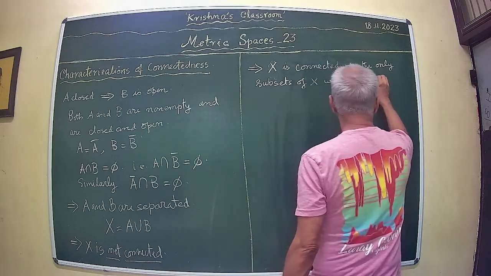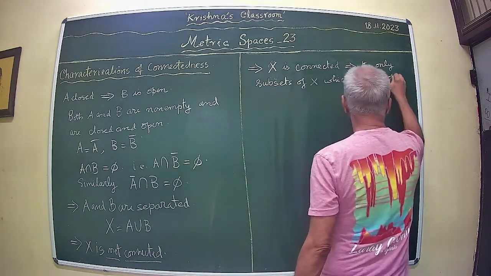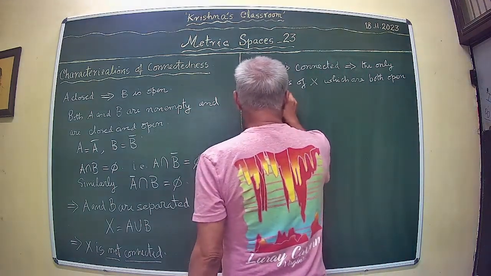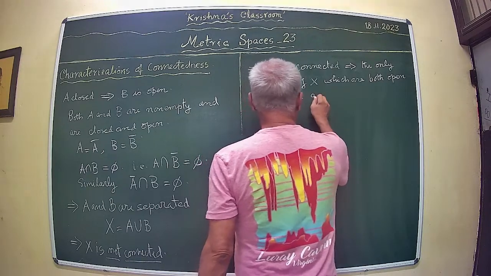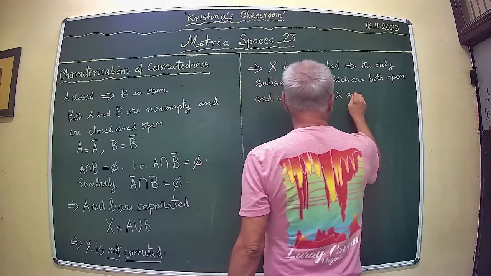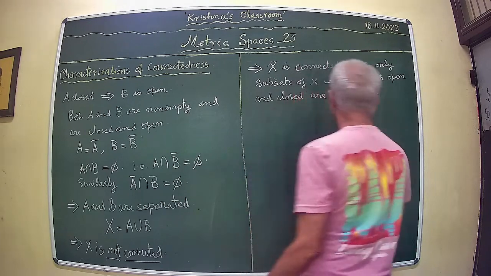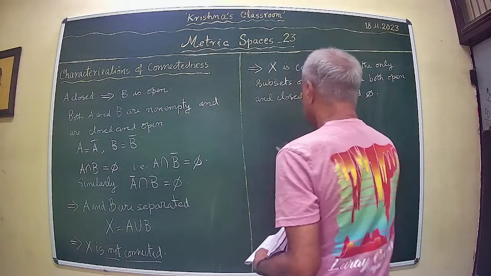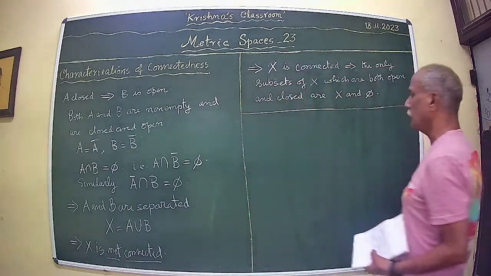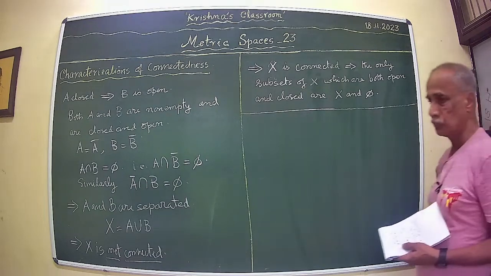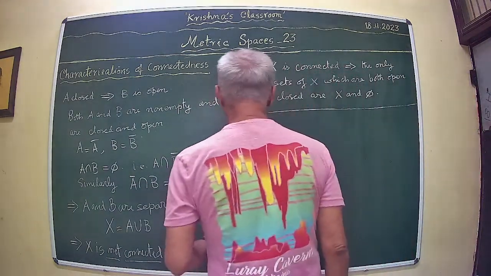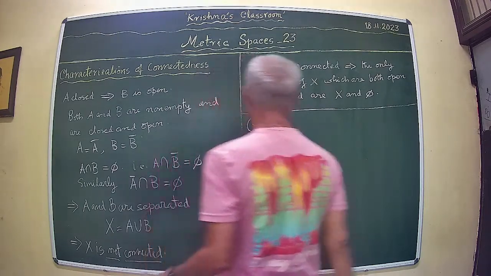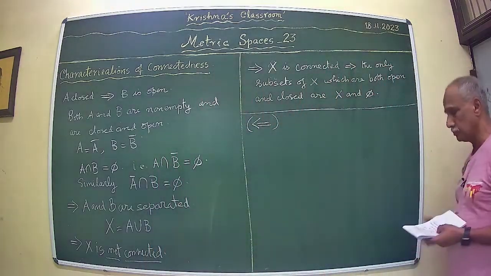both open and closed are... so one part we have, okay, and now we prove the converse. So we prove the converse. That is the proof of this.